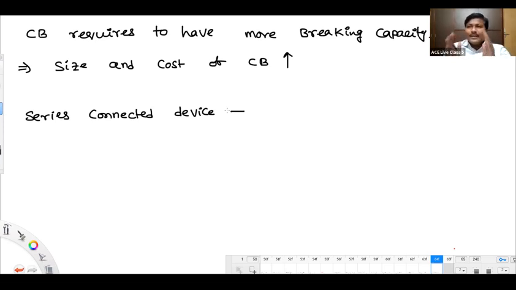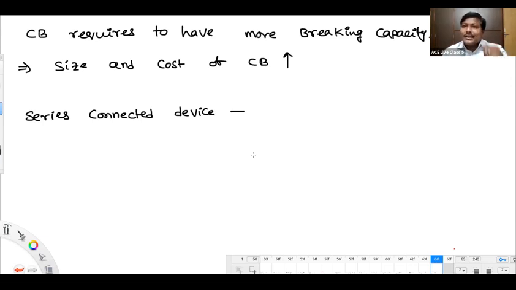If you are designing one device to be placed in series with the system, that device should carry the system current all the time. Yes or no? Yes, it should carry the system current all the time. Obviously it should have a high current rating, maybe in the order of kiloamperes.